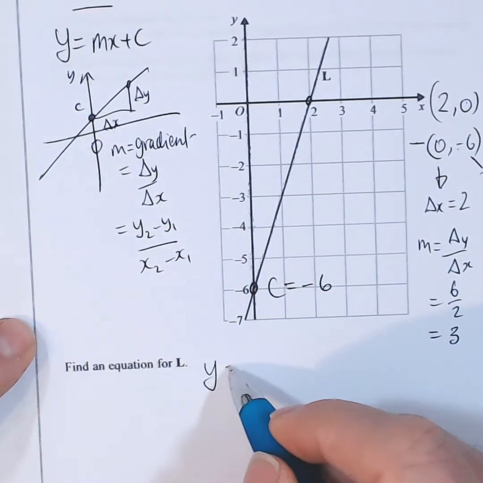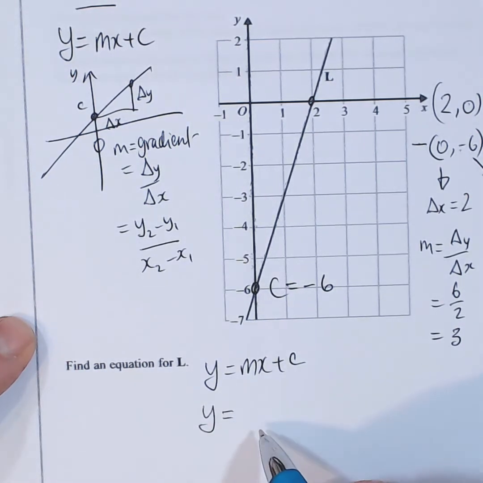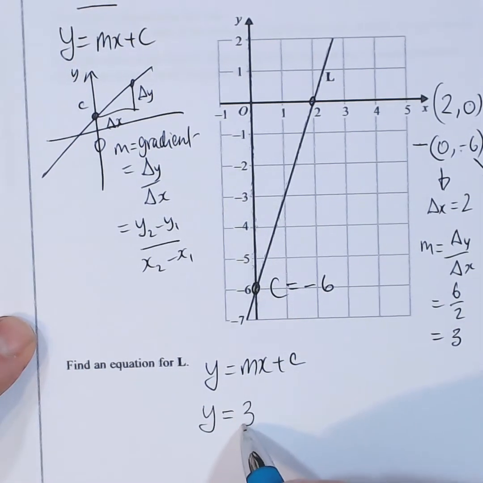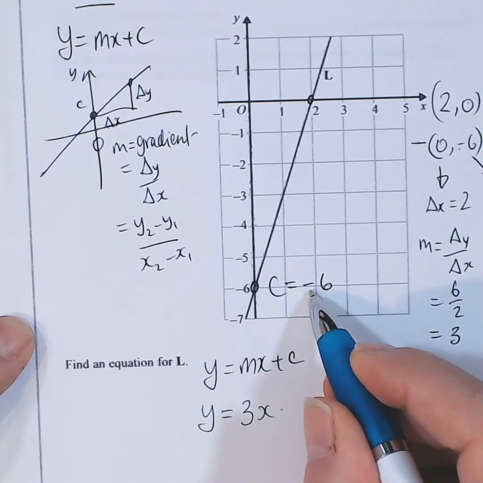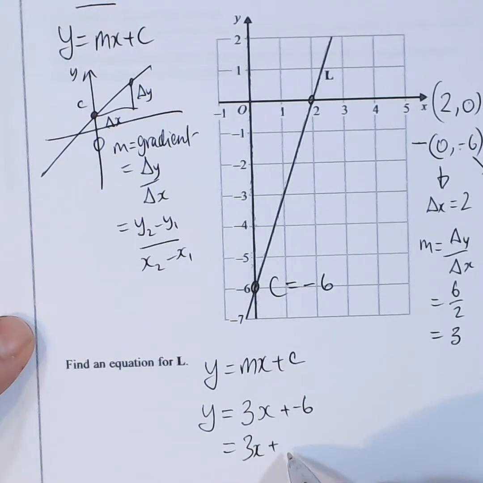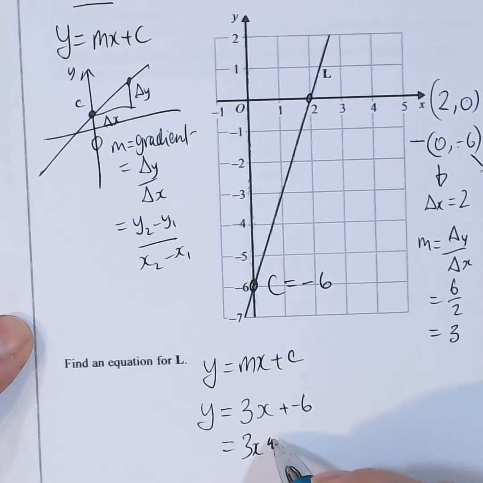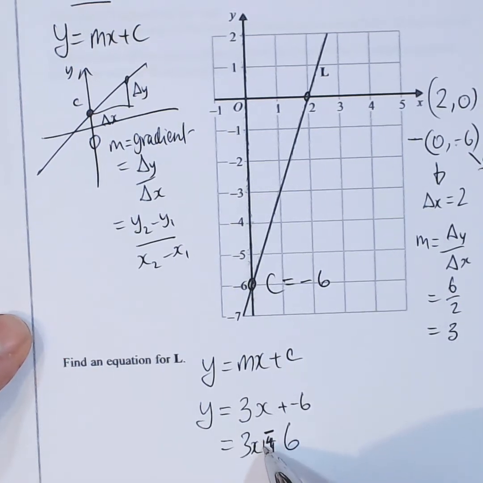So when we go back to our y equals mx plus c, the general equation of all straight lines, the y values are found by doing the gradient of 3 times the x values plus -6. Well, we tidy that up by saying plus or minus makes a takeaway, so it becomes 3x take away 6. So our answer is y equals 3x take away 6.